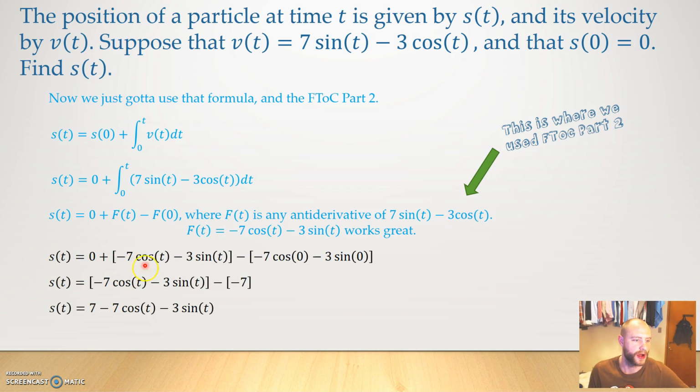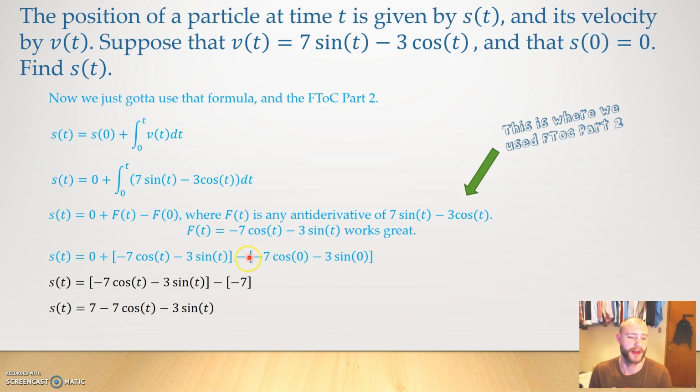Okay, let's continue. So this is the antiderivative evaluated at t. I just take this antiderivative and plug in a t. That gives me this expression here. And now I have to take that antiderivative and plug in 0. So that's what I do.